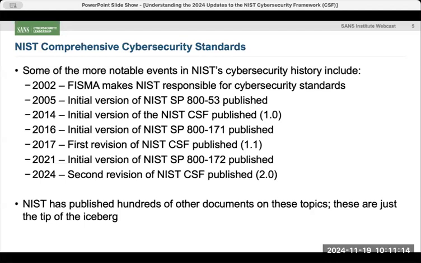Now, version 1.1 of the CSF came out in 2017. And then in 2024, the spring this year, of course, we see the most recent version, the 2.0 version of the CSF. Now, there's literally hundreds of other cybersecurity documents that NIST has published over the years. These are just some of the big ones. But when we talk about cybersecurity frameworks, standards, and, again, benchmarks for cybersecurity, these tend to be the ones from NIST that people are most focused on.